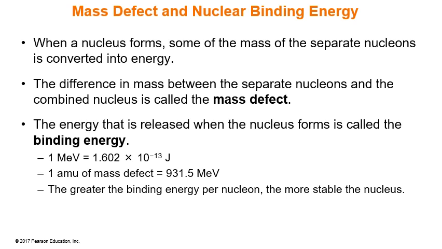We look at the difference between the mass of our reactants and the mass of the products. And this is what's called the mass defect, that difference between the two. We also look at the energy that is released. We call that binding energy. And there's some conversions that we can use to get from millielectron volts to joules, and from AMUs to millielectron volts.